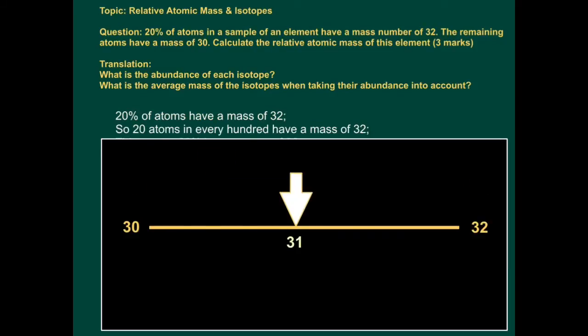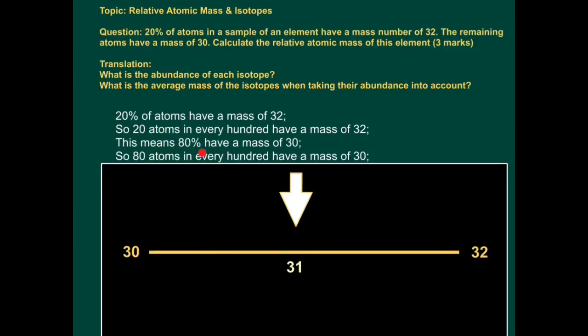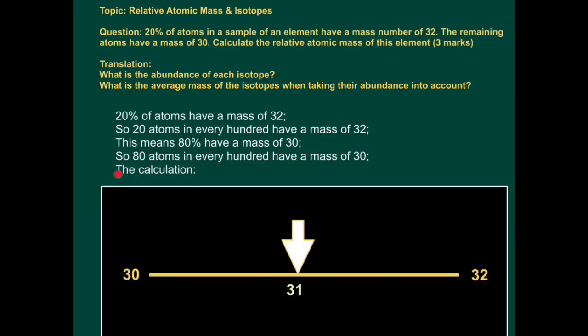So this is what I'm thinking in my head. 20% of the atoms have a mass of 32, so 20 atoms in every 100 have a mass of 32. This means that 80% have a mass of 30, so 80 atoms in every 100 have a mass of 30. You wouldn't need to write this down, I'm just showing you what I'm thinking right now. This is what you'd have to write down, the calculation.